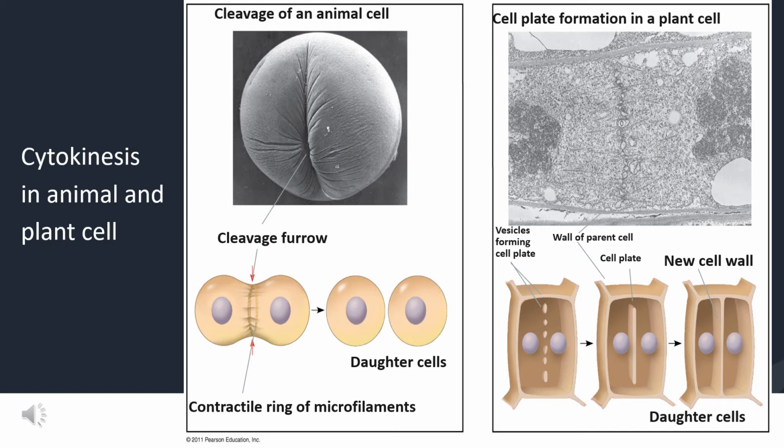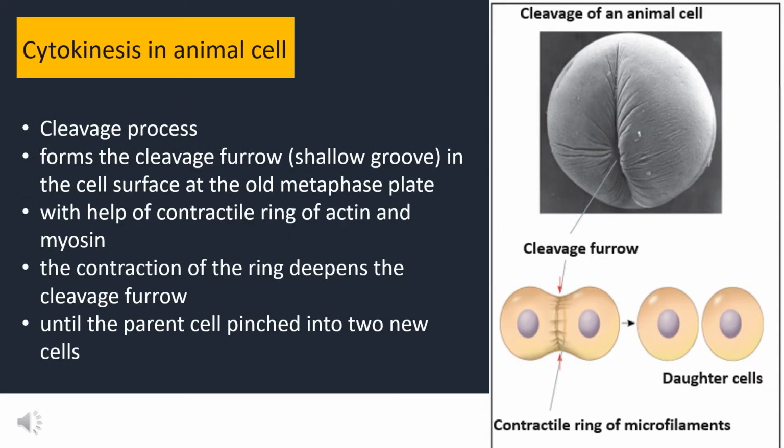We continue with cytokinesis. Cytokinesis is the physical process of cell division, which divides the cytoplasm of a parental cell into two daughter cells. It occurs concurrently with two types of nuclear division called mitosis and meiosis. In animal cells, cytokinesis occurs by a cleavage process.